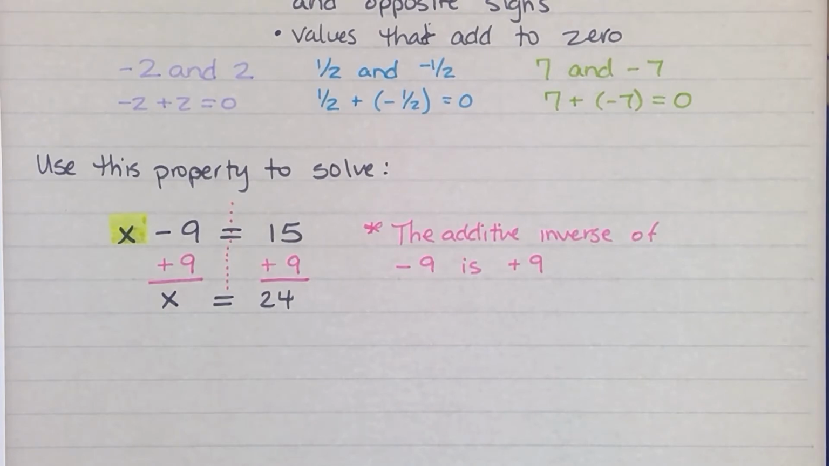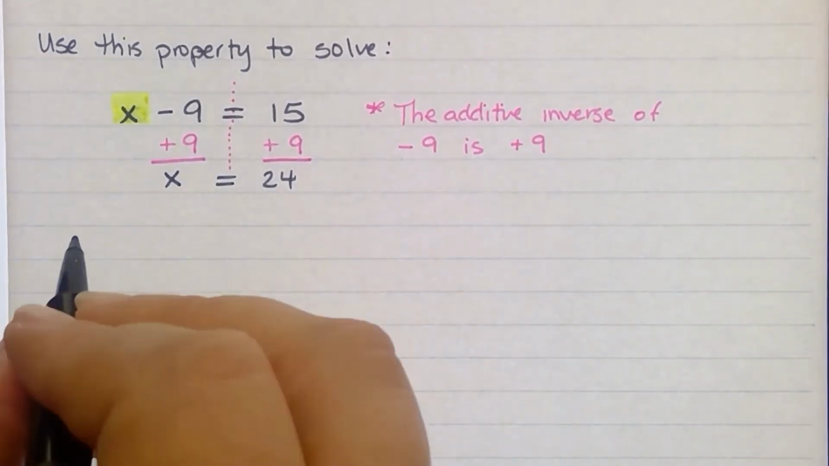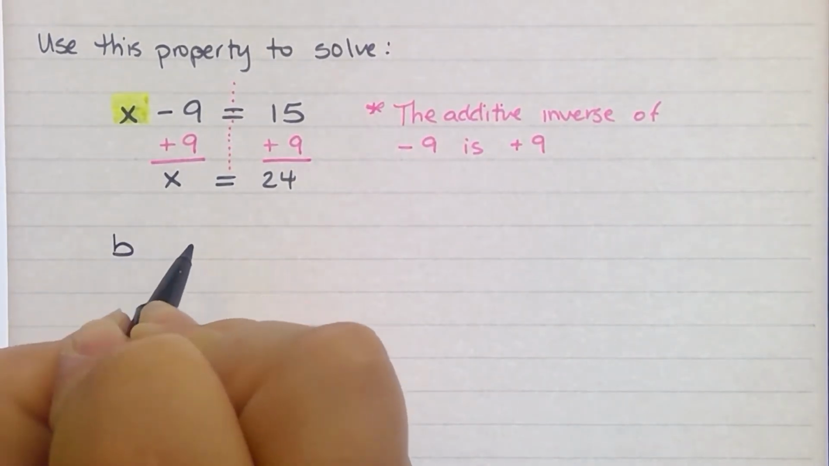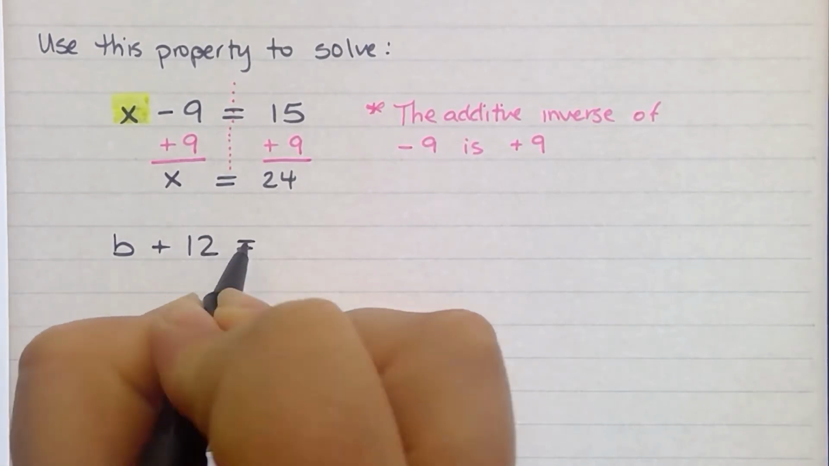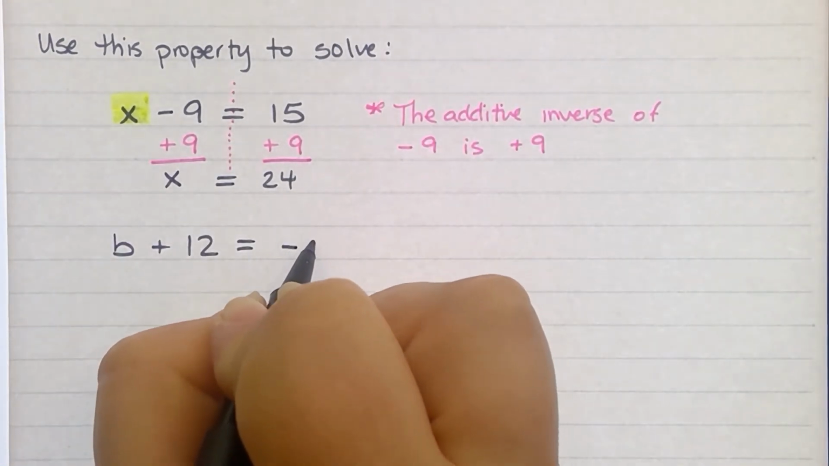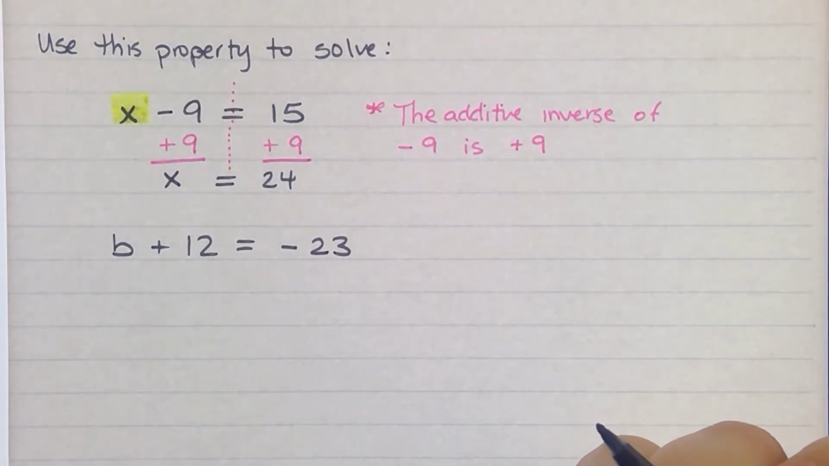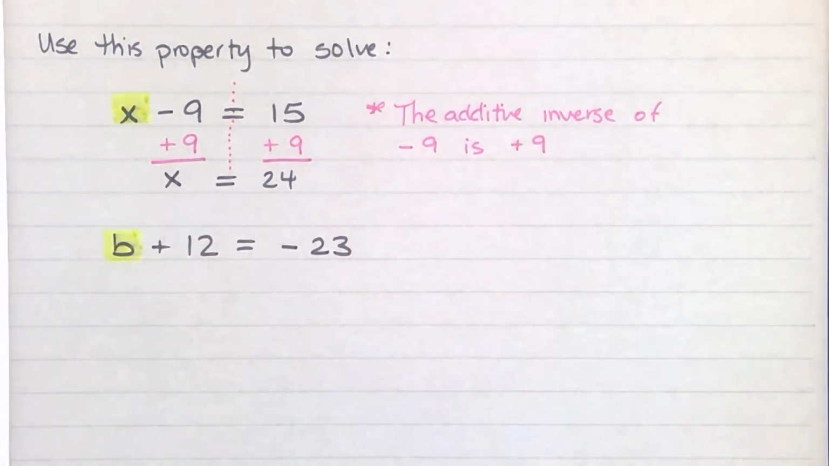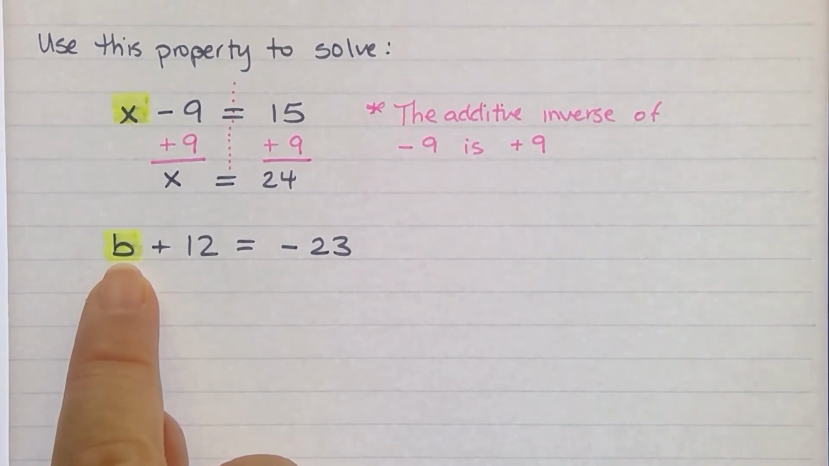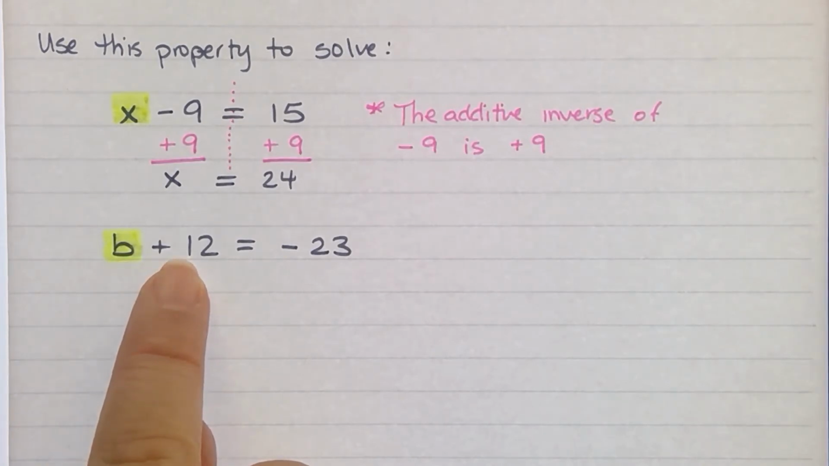All right, let's do another one. We're going to do b plus 12 equals -23. All right, consider, where's your variable? Who are we trying to isolate? Highlight it. We are isolating b. So who is bothering b? +12. It's not negative, it's a +12. They hold the sign in front of them. So what is the additive inverse of +12?